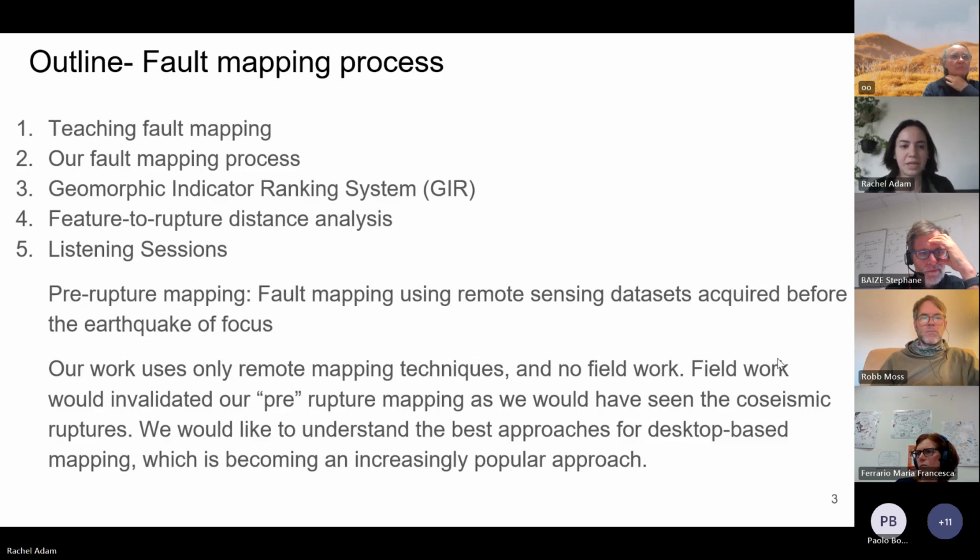And then I'll talk about the listening sessions as well that I conducted with all the participants to better understand the mapping process. And we did want to give a forenote about what the pre-rupture mapping process is. And so the idea was how well can we anticipate future rupture locations? And so the idea is to fault map remote sensing data sets only acquired before the earthquake of focus, to map, could we have anticipated where it would rupture, if we don't see where it actually ruptured? It's important to note that we don't use any field work for this. It was a little difficult also to do that between all the different universities that were in the project, and we wanted to see just how well you could do without trying to validate or fortify the fault location in the field.